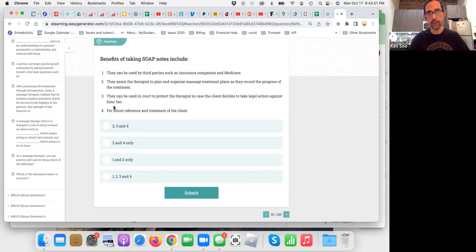Number 4, for sure. They can be used in court to protect the therapist. Definitely, because it's a legal document, the SOAP notes. They assist the therapist to plan and organize massage treatment plans as they record the progress. Definitely. They can be used by third parties such as insurance companies and Medicare. Yes, insurance companies will ask you for SOAP notes. So I'll say 1, 2, 3, and 4.